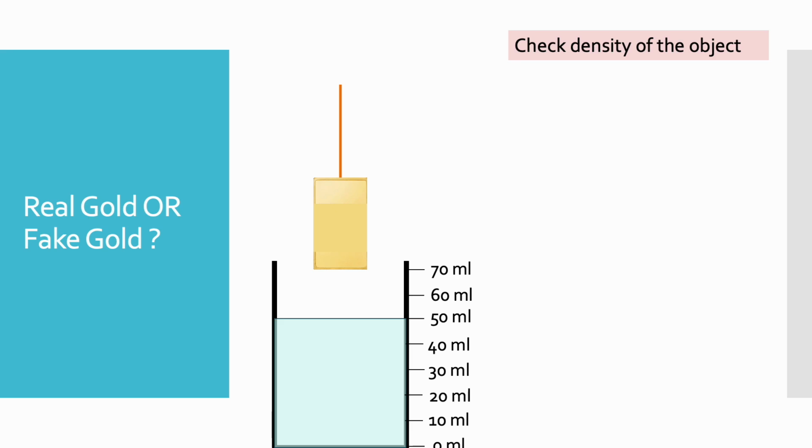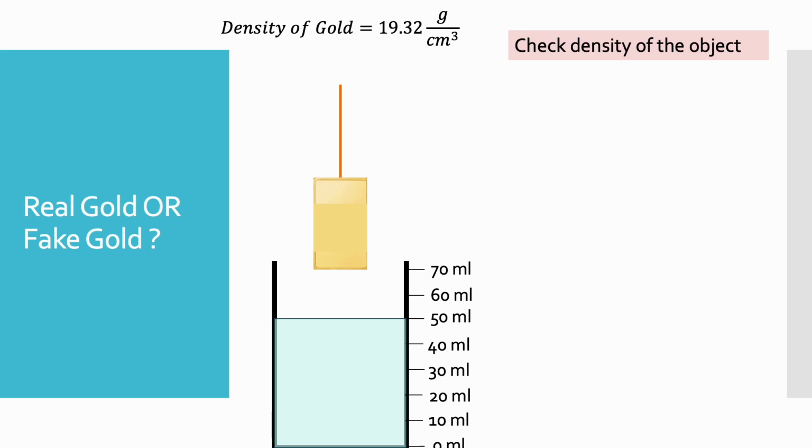Let's say you have a shiny golden object and you want to check if it's made of real gold. One scientific way to check is by using density. We know that the density of pure gold is 19.32 grams per cubic centimeter. So here is what we do. First we measure the mass of the object. Let's say the mass is 193 grams.